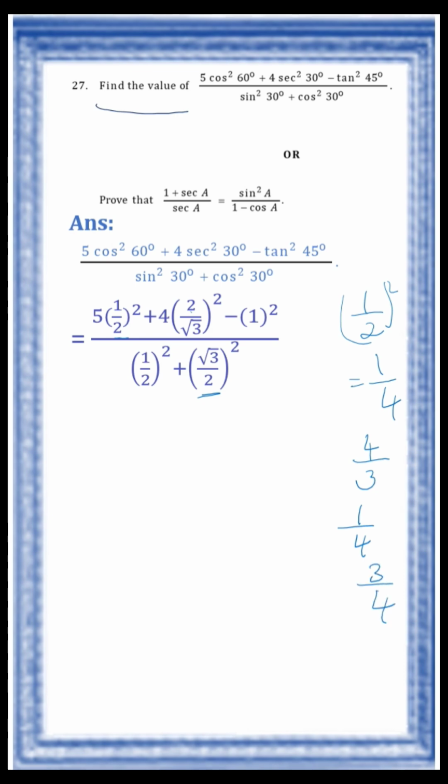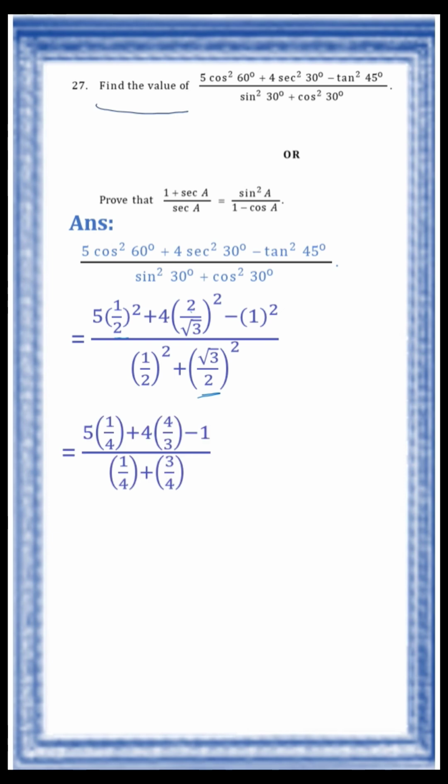So now expand it, and these are all scribbling. You have to write it neatly like this. Then what will you do? 5 into 1 by 4, what is it? 5 by 4. 4 into 4 by 3 is 16 by 3, minus 1. 1 by 4 plus 3 by 4.